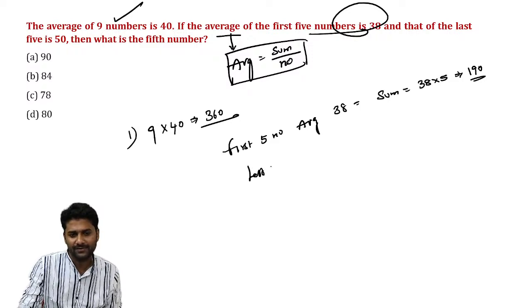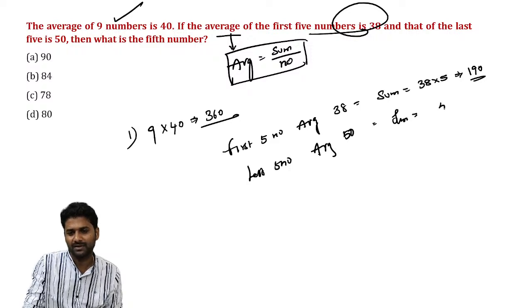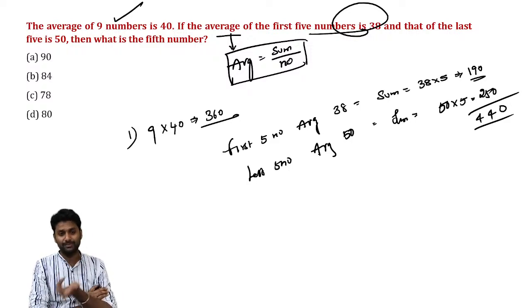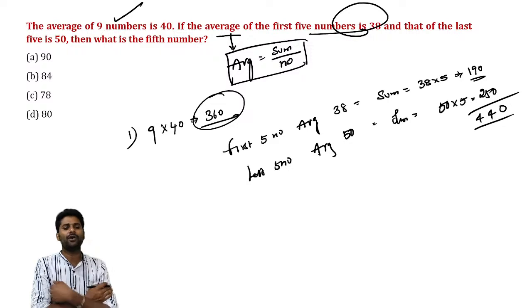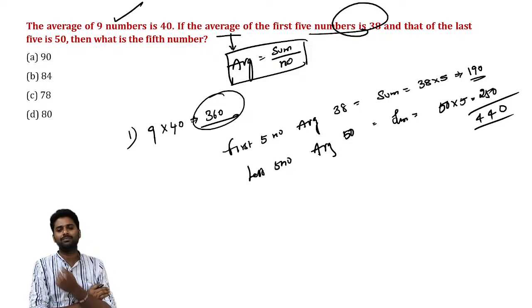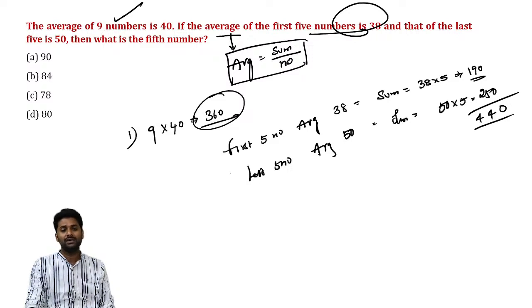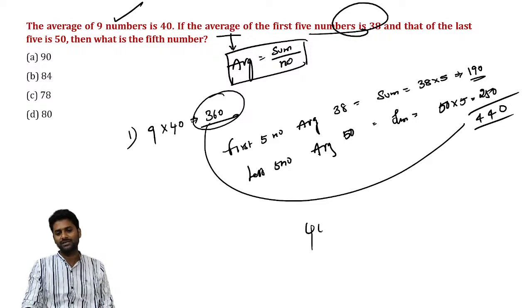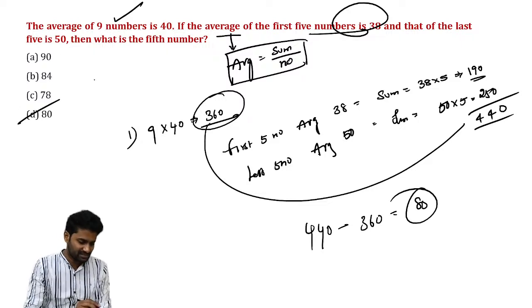Same way, last 5 numbers. Average is 50. So what about the sum here? 50 into 5 is equal to 250. If we go through the sum, then the total value is equal to 440. And if you observe the first 5 numbers and last 5 numbers, there is one number which is repeated. According to the question, 9 numbers if you add, you will get 360. But we are repeating one number, that's why the sum goes to 440. So the difference between 440 and 360, that one number value is 80 units.